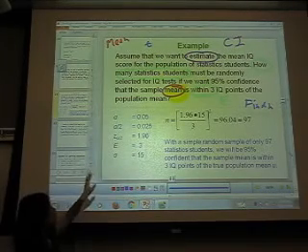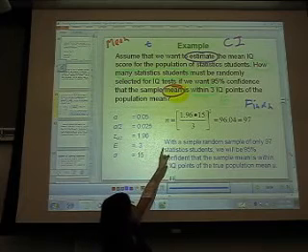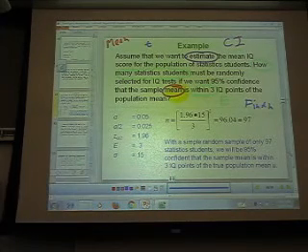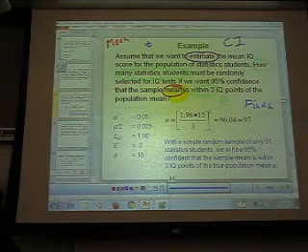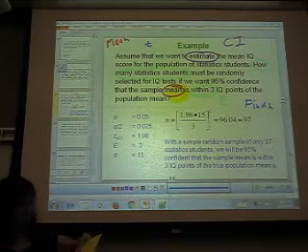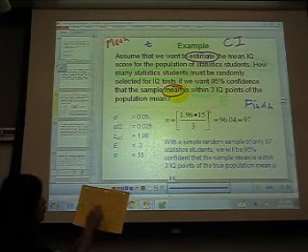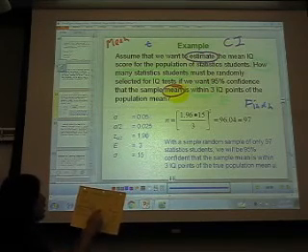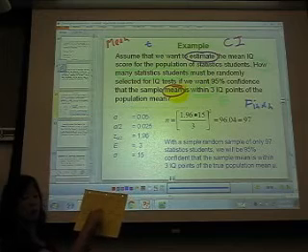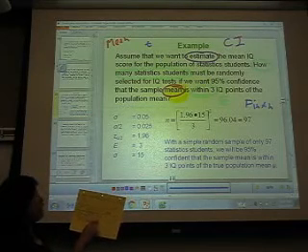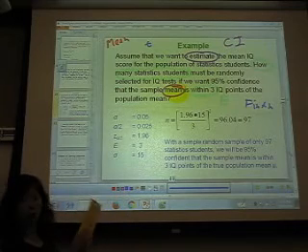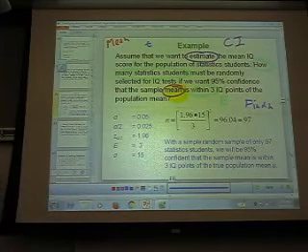So you plug in. The formula is right in here. There are two of them, one for proportions, one for means. I'll give you the pieces, and you need to plug those in. The critical value I don't give you. You have to figure that out on your own.